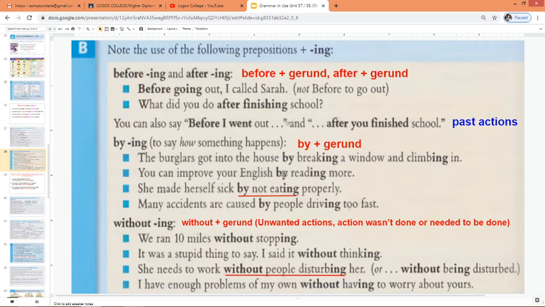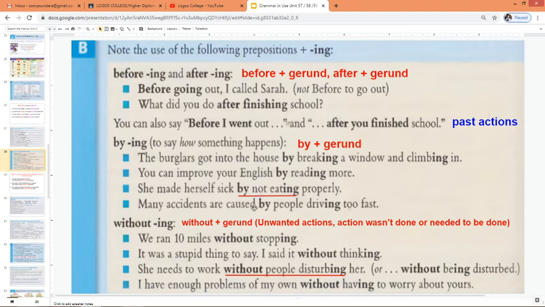You can improve your English. How? How can I improve my English? By reading more. That's very true, by the way. You have to read a lot. She made herself sick. How? By not eating properly. Notice where you put the negative word, all right? You put it between "by" and the gerund. You put it in the middle, by not eating properly.